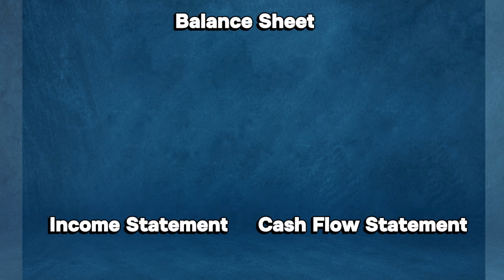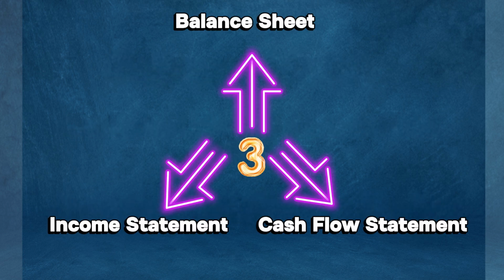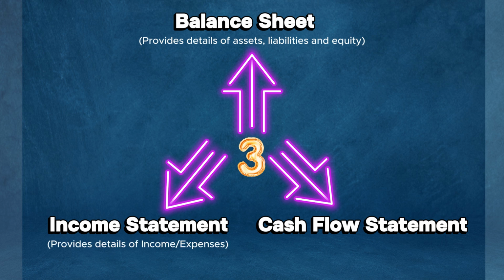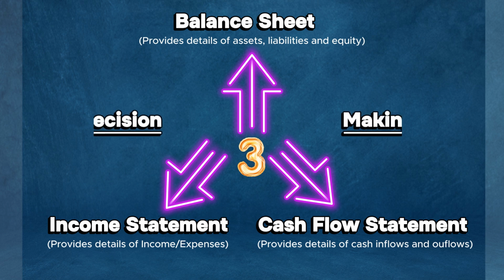There are three key financial statements for any business, and those are the balance sheet, the income statement, and the cash flow statement. The balance sheet provides details about the assets, liabilities, and equity. I will explain each of these three in a later section. The income statement provides details of the income and the expenses for a period of time. And the cash flow statement provides the cash inflows and outflows of the business. On the basis of these three financial statements, the business can make reliable decisions.